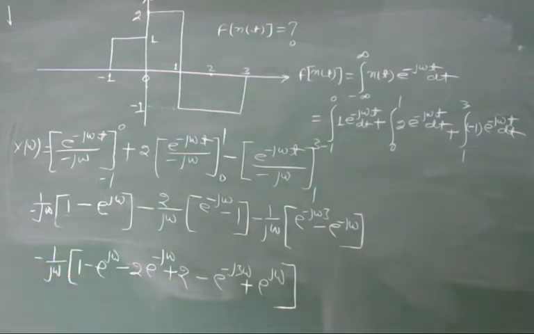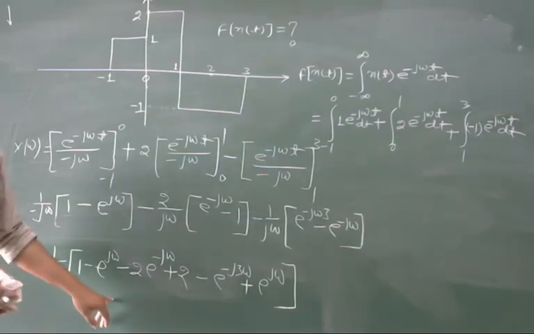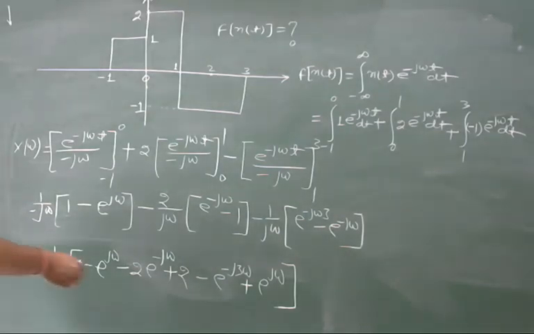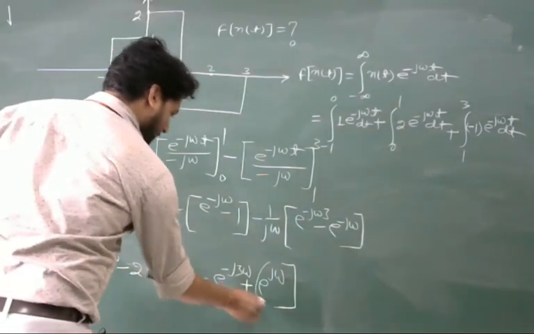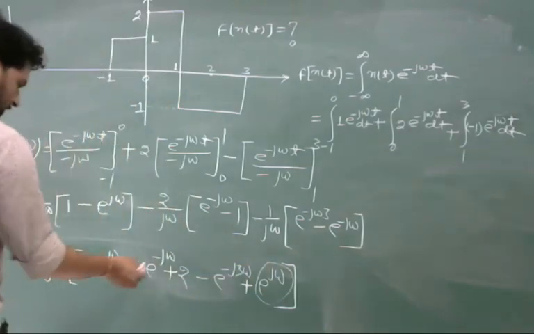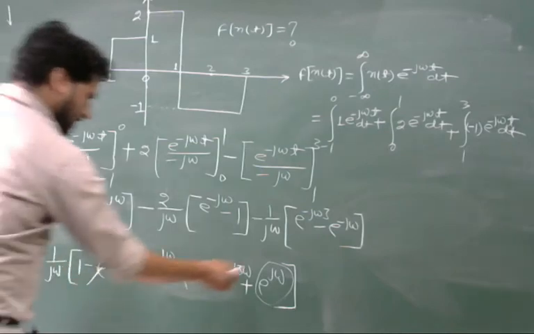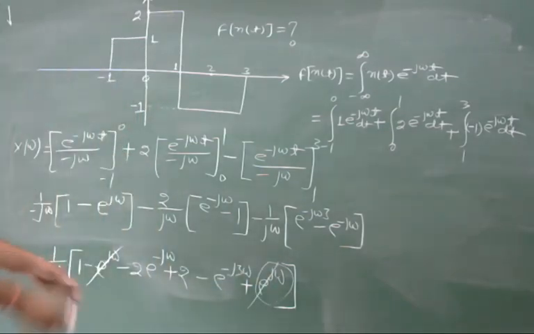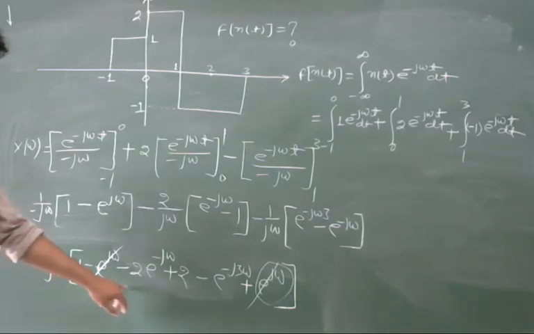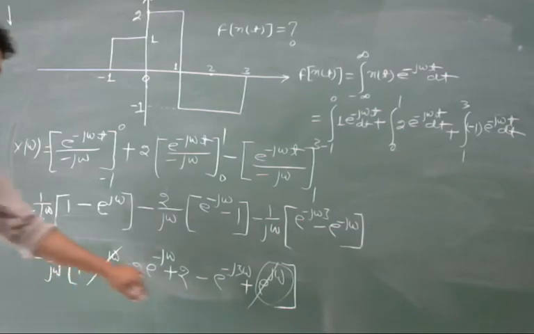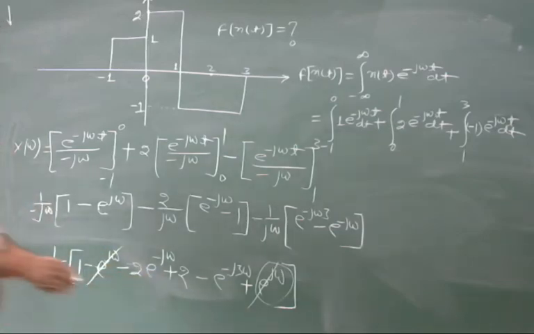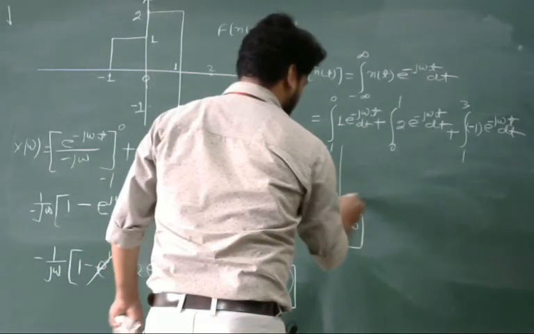In this given expression, if we want to simplify this further, these two terms can be combined, e power plus j omega. This is plus e power plus j omega, this is minus e power plus j omega. Only these two terms will get cancelled out, and this 2 plus 1 will become 3, and the remaining terms will remain as they are.